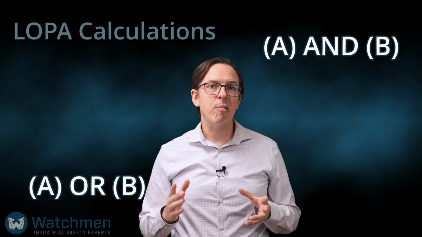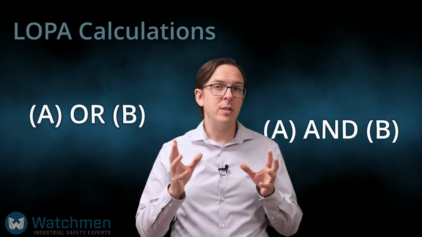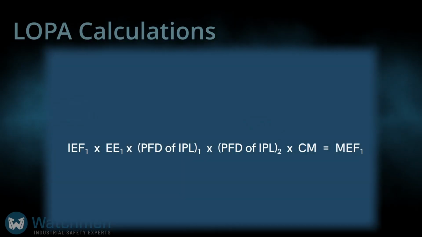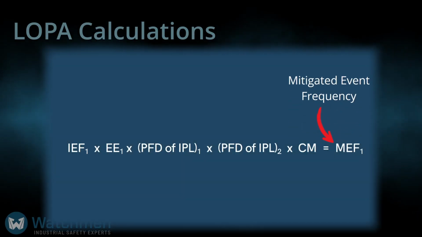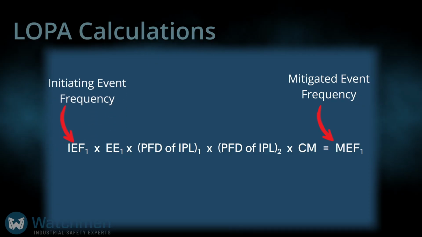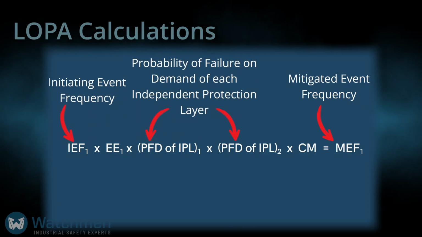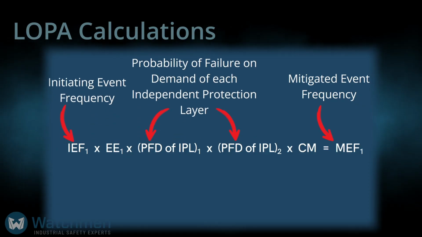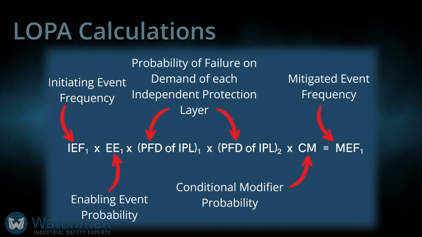LOPA uses frequency and probability math to calculate the anticipated frequency of a hazardous impact. The math is relatively straightforward, but because it deals with decimals and fractions, it can be hard to visualize it. Ask your facilitator for clarification or explanation for individual scenarios, but the short version is that for each initiating event, we determine the mitigated event frequency, or MEF, for each initiating event that can lead to the consequence in question by multiplying the initiating event frequency by the relevant PFD of each independent protection layer and the probability of each enabling event or conditional modifier.